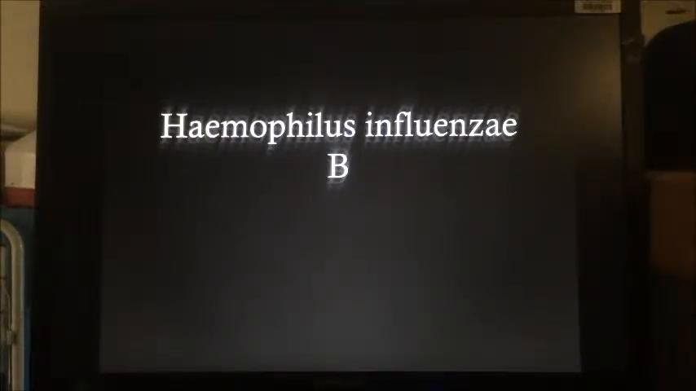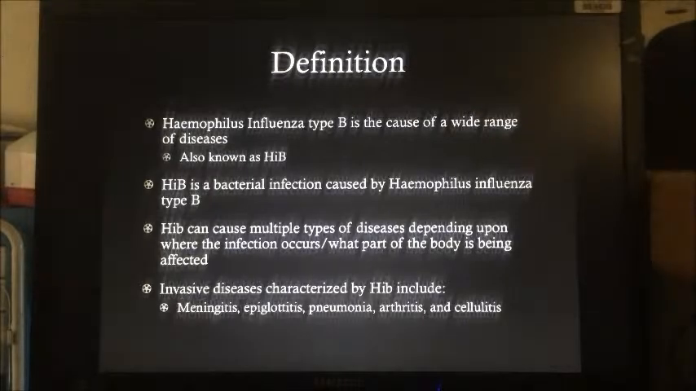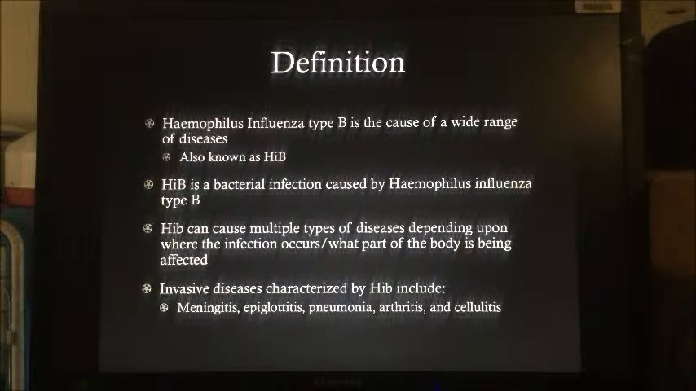Alright guys, we're going to be talking about Haemophilus influenzae type B. Haemophilus influenzae type B is the cause of a wide range of diseases. It's also known as Hib. It's a bacterial infection caused by Haemophilus influenzae. This infection can have different symptoms depending on what part of the body is being affected. Some types include meningitis, epiglottitis, pneumonia, arthritis, cellulitis.